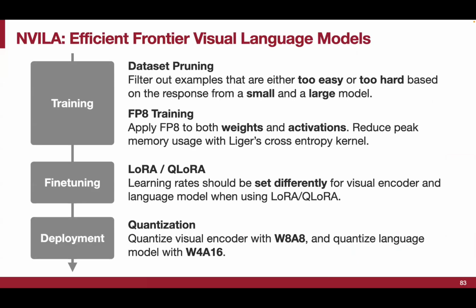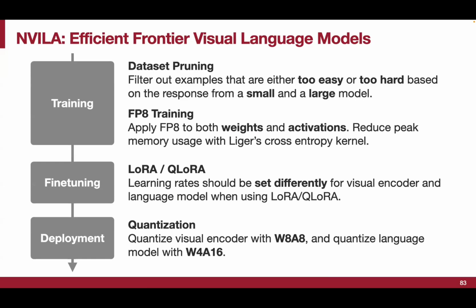Okay, so we go back: dataset pruning, FP8 training, and then during fine-tuning, we adopt the efficiency techniques in LoRA and QLoRA. We find the learning rate actually should be set differently for the main branch, for the visual encoder, and also the language model when you're using LoRA and QLoRA. So the visual encoder and LLM should use different learning rates. And we find sometimes just tuning the normalization layer can help a lot. You don't even need to tune the full model.